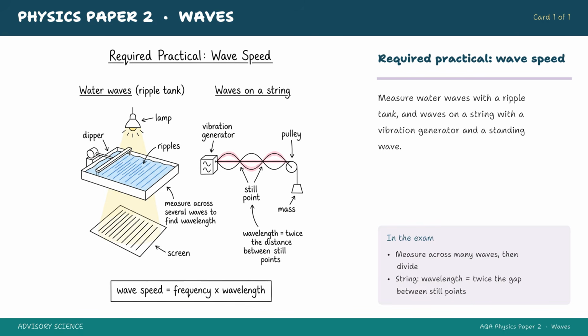Read the frequency of the generator and use the same equation. In the exam, always measure across many wavelengths and divide, never just one. It cuts your percentage error right down.